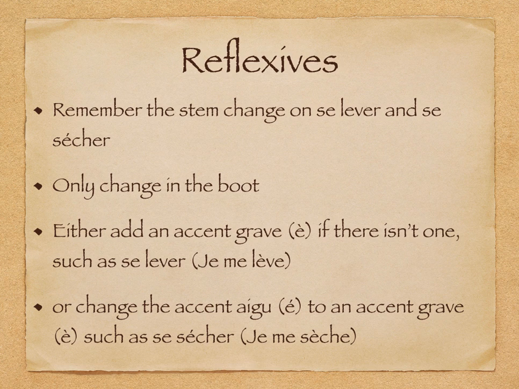Or if we already have an accent aigu, such as on se sécher, we're going to switch the accent aigu to an accent grave. So again, je me sèche, but nous nous séchons. It's very difficult to hear. These are mostly points of spelling. Okay, but remember that these two will either add the accent grave or will change the direction of the accent only within the boot.